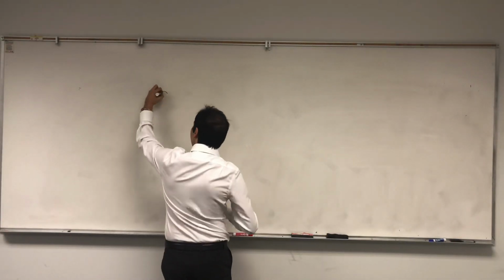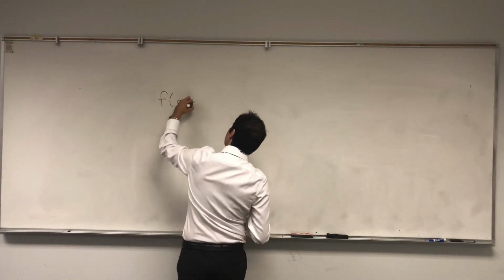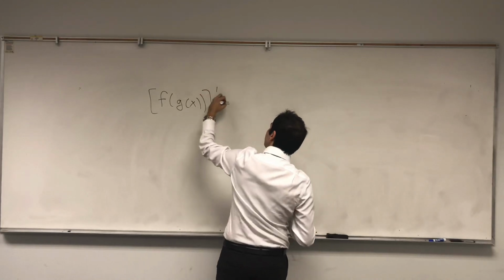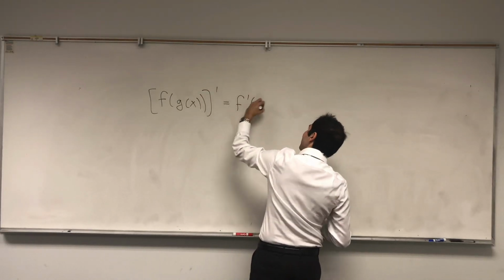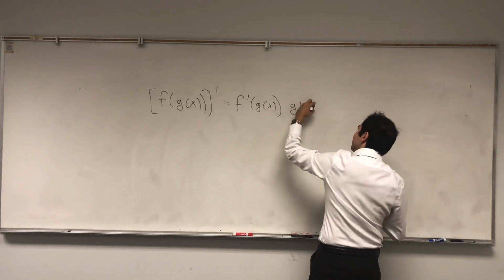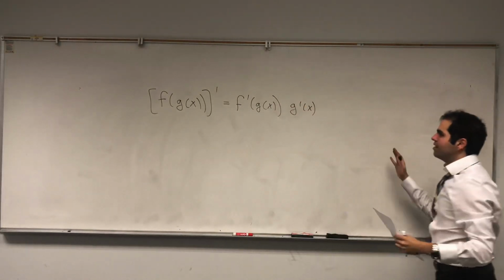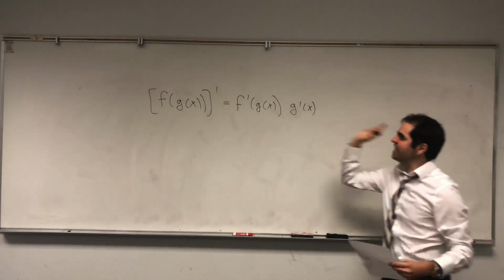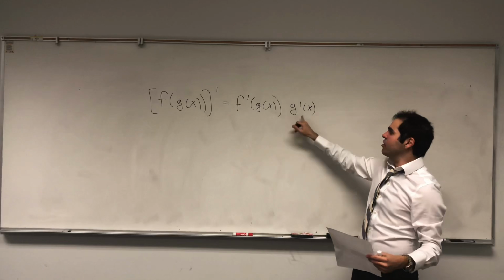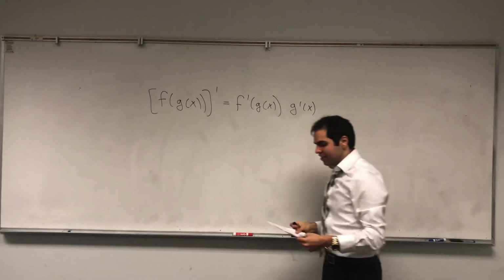So let me just remind you the chain rule. It just says the derivative of f composed with g is the derivative of f at g times the derivative of g. So again, you first differentiate the outside function while leaving the inside intact, and you multiply it by the derivative of the inside function.